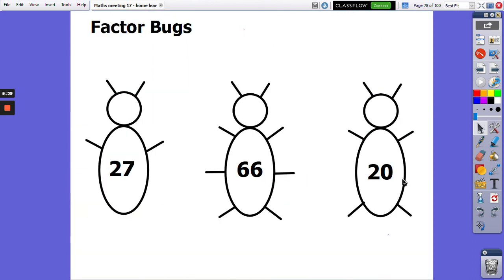Okay, factor bugs now. We've got 27, 66 and 20. I want you to write the factors of those bugs. Off you go.